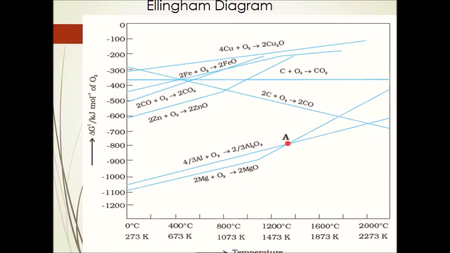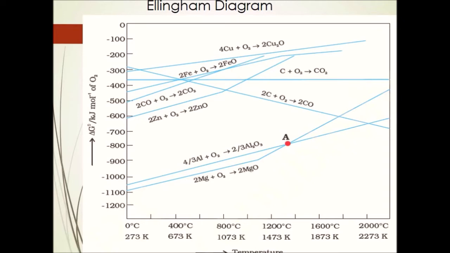Ellingham diagram is a plot of standard free energy change, that is delta G naught, against temperature for the formation of an oxide. The plot corresponds to the use of 1 mole of oxygen and 1 atmospheric pressure, that is 1 atm pressure. We don't get into the Ellingham diagram in detail, and it is not that important in your syllabus.